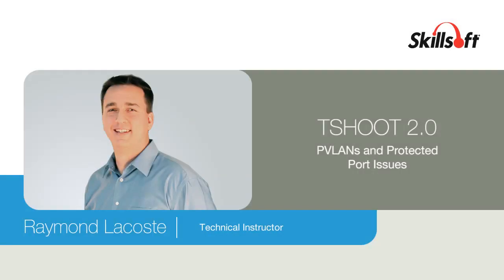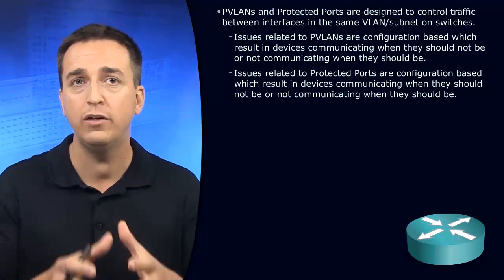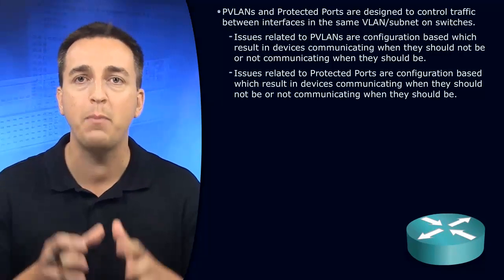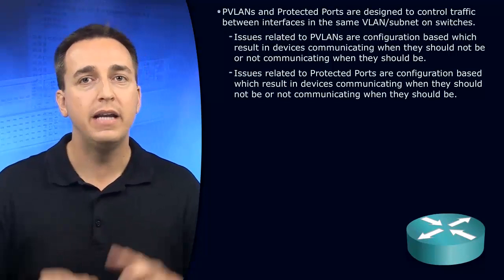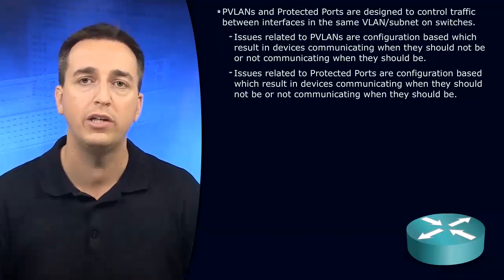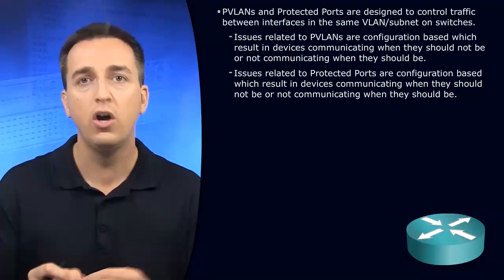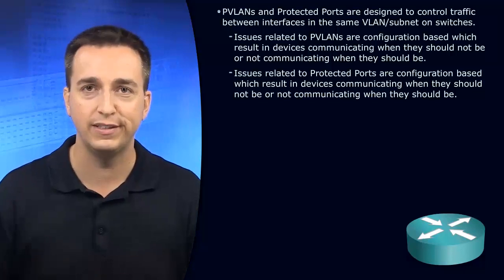Both private VLANs and protected ports give you the ability to control the flow of traffic between interfaces that are part of the same VLAN or subnet. Now, with protected ports, you can only control that traffic flow on an individual switch, but with private VLANs, you can control the traffic flow on an individual switch or between multiple switches.